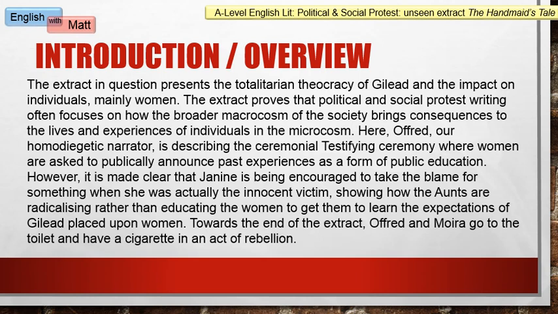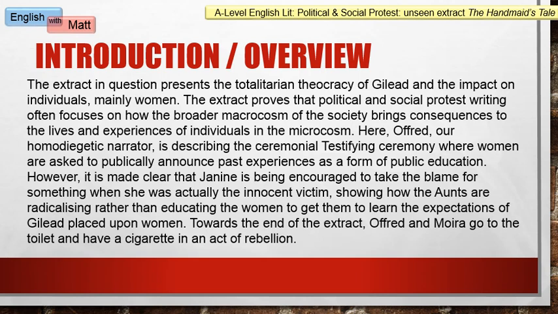However, it is made clear that JANINE is being encouraged to take the blame for something when she was actually the innocent victim, showing how the aunts are radicalizing rather than educating the women to get them to learn the expectations of Gilead placed upon women. Towards the end of the extract, Offred and Moira go to the toilet and have a cigarette in an act of rebellion. So that's your overview, or something along those lines would be an overview.